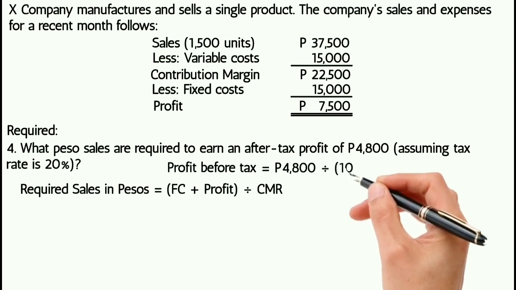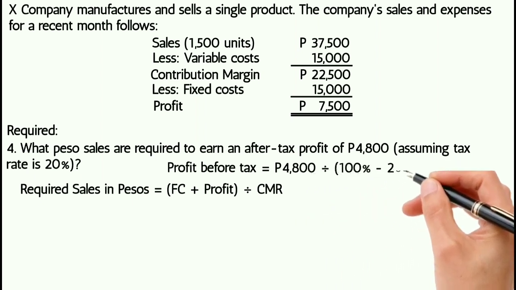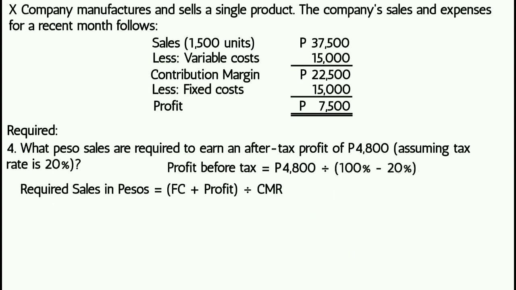4,800 pesos na profit after tax, i-divide nyo yan sa 100% minus 20%. That will become 4,800 pesos divided by 80%. 4,800 pesos divided by 80%, that is equal to 6,000 pesos profit before tax.